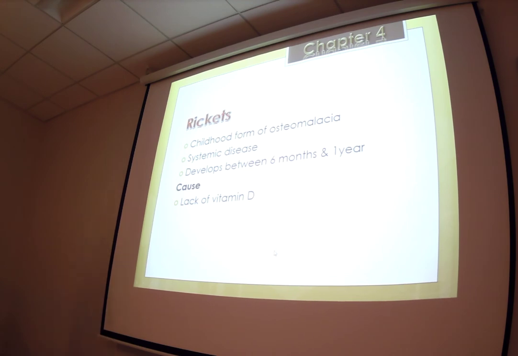So rickets, again, is the childhood form of osteomalacia. It is a systemic disease that develops usually between 6 months and 1 year. And again, it is due to a vitamin D deficiency.